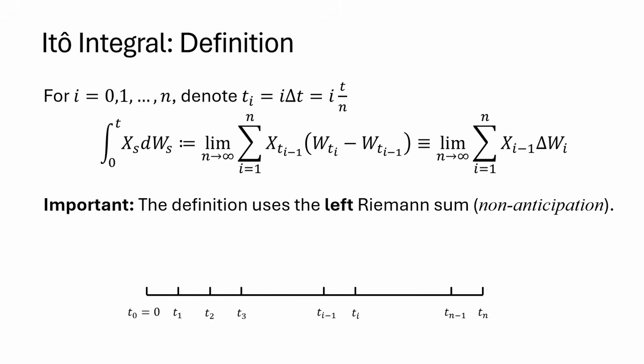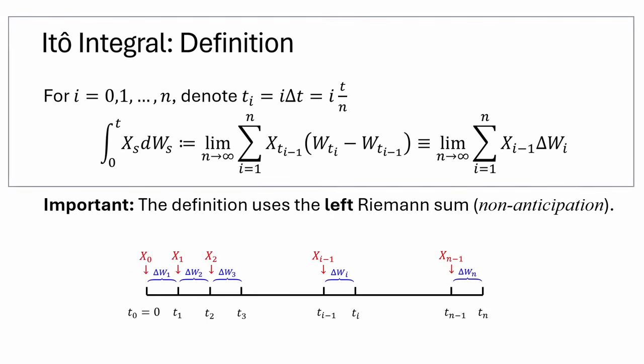Let's go over the diagram once again. So we have the time interval, partition it into n subintervals. At the ith subinterval, we evaluate the function X at the left endpoint, multiply that by the increment of the Brownian motion over that subinterval, and do that for each subinterval and sum up all the contributions. And that's the definition of the Ito integral.